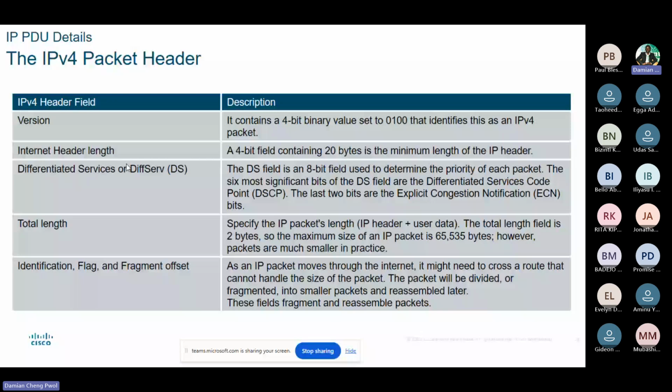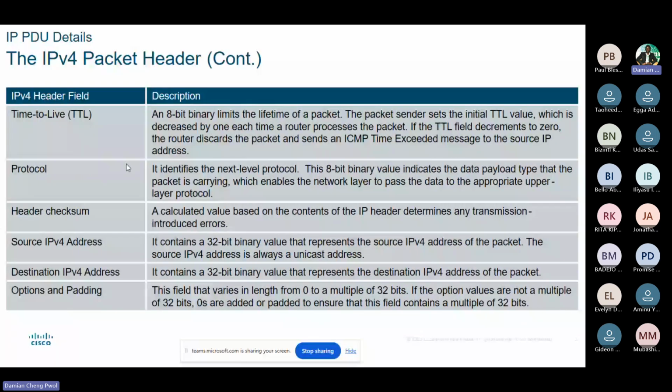everything is reassembled. The other part of it again is the time to live. The time to live, an 8-bit binary, limits the lifetime of a packet. The packet sender sets the initial time to live value, which is decreased by 1 each time a router processes the packet.